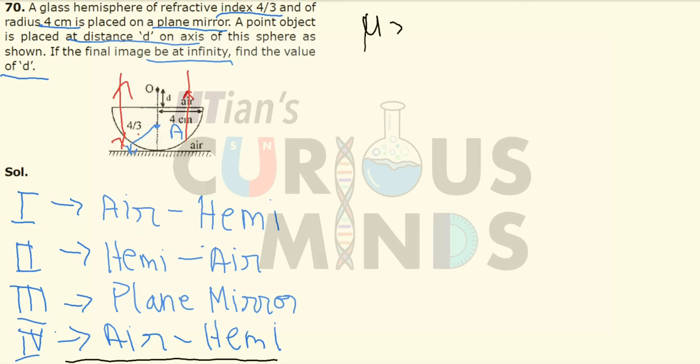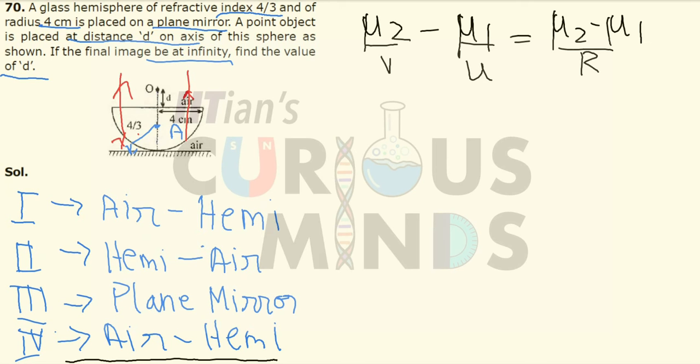We will use the formula mu2 by v minus mu1 by u is equal to mu2 minus mu1 divided by r. Now I will take one more consideration over here. Let this point be B, and whatever distances are above this point, I will take as negative, and whatever distances are below this point, I will take as positive.